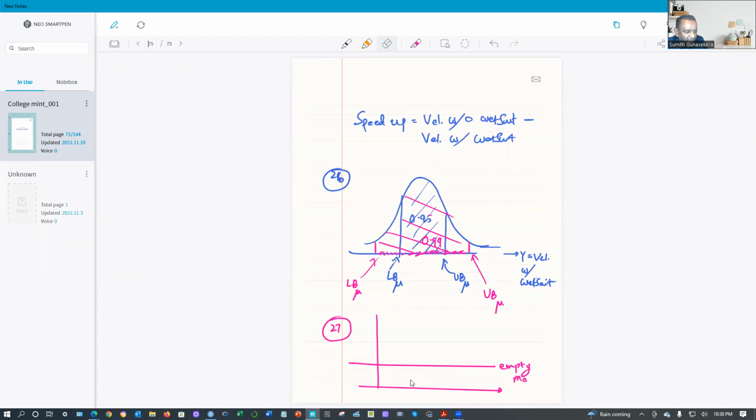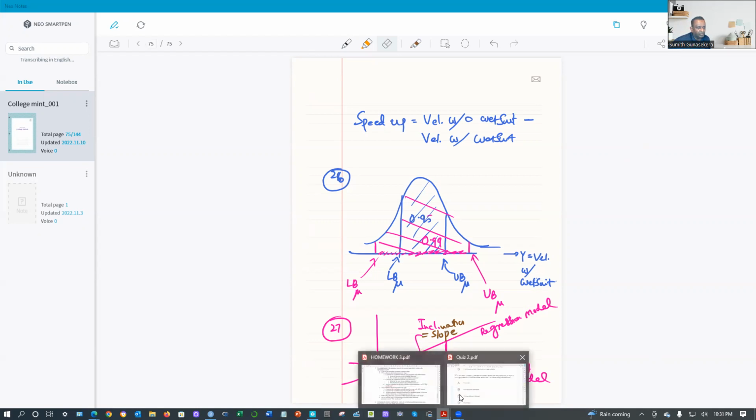This one is a regression model. Who's responsible for this one? Inclination. Inclination is the one you're taking into account. Inclination means slope. If you want to compare to the empty model, you're going to take into account the slope.